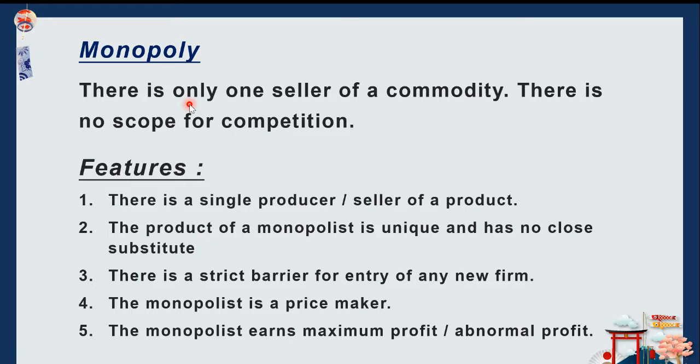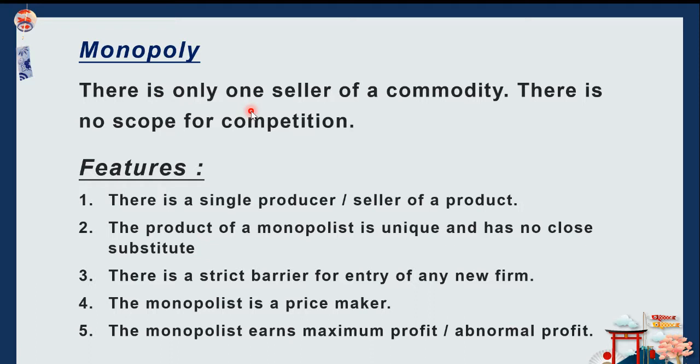Monopoly refers to a market situation in which there is only one seller of a commodity. Hence, there is no scope for competition. Nobody can enter the market or nobody can exit the market. There is only one seller. So monopoly is a market structure characterized by a single seller selling the unique product with a restriction for new firms to enter the market.